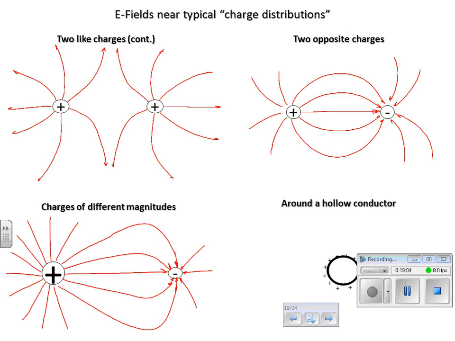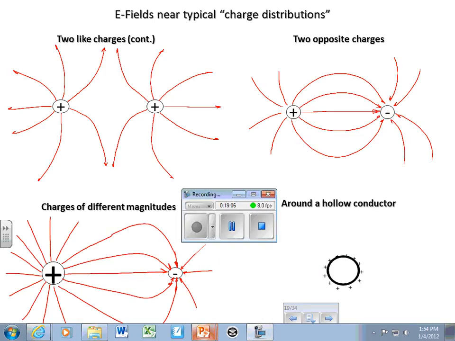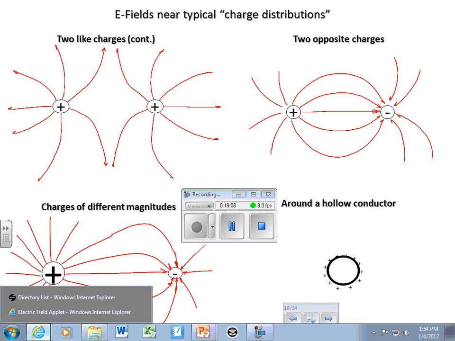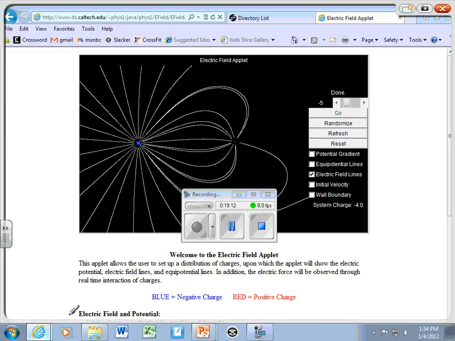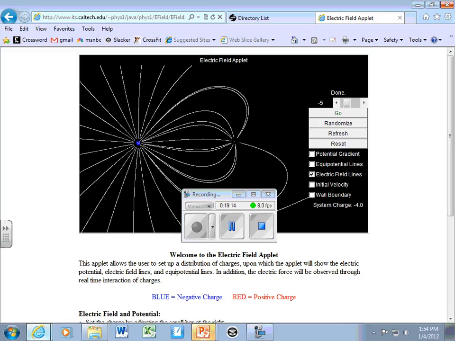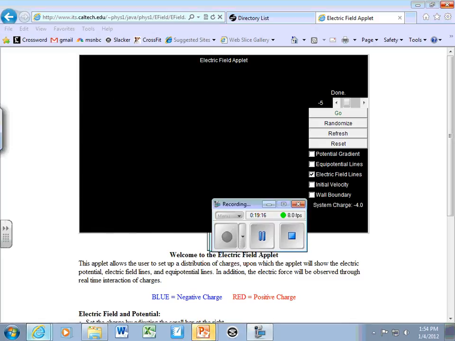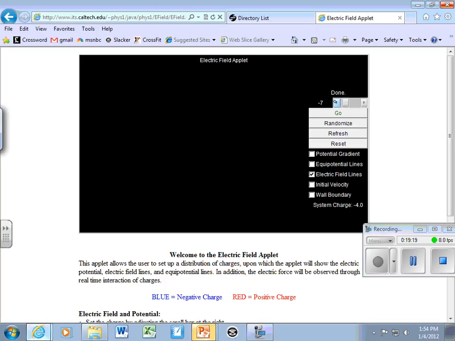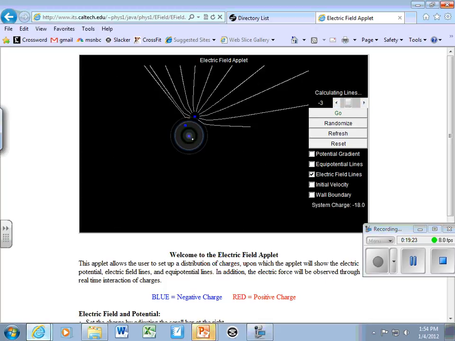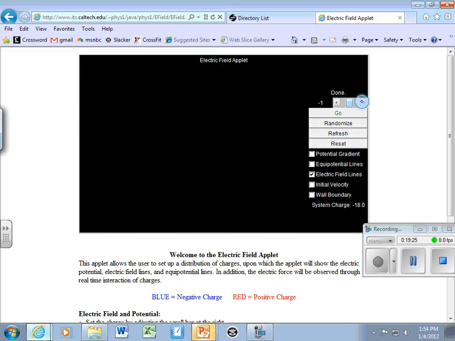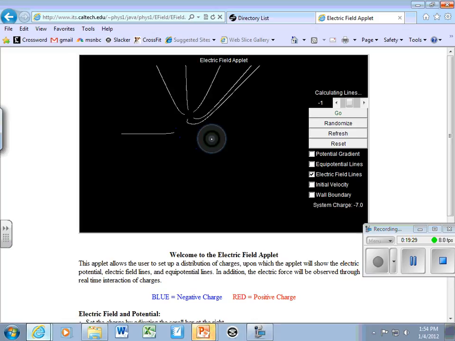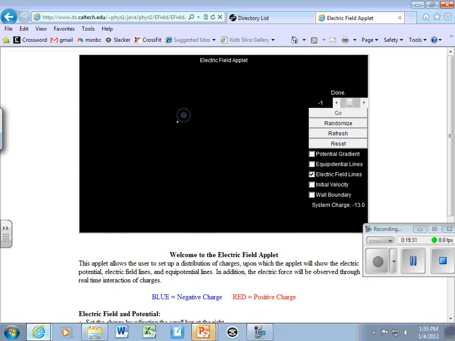Okay. Now this hollow conductor, the applet has a hard time with this, for a couple of reasons. One, we can't actually make enclosed shapes. What we can do, the best we can, is to try to just put, maybe those are too strong, let's go down to 1s. We'll try to put a bunch of them in that circle.